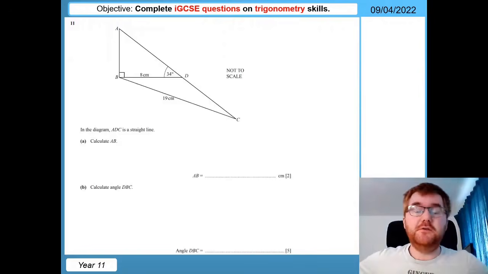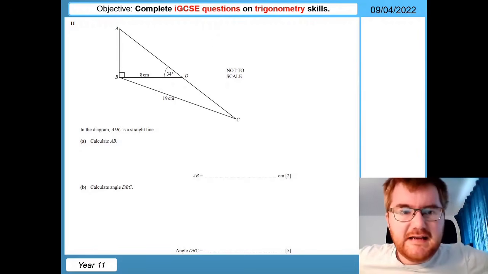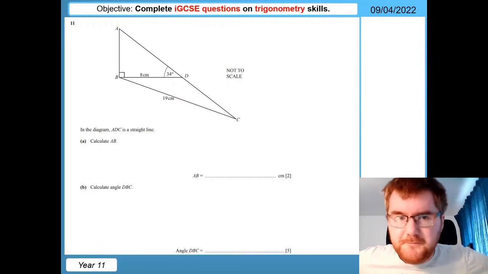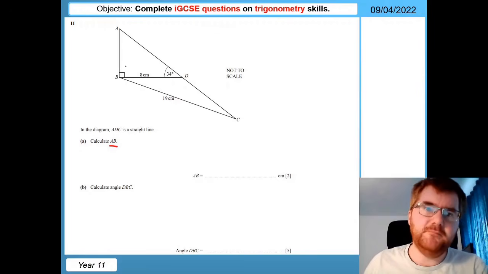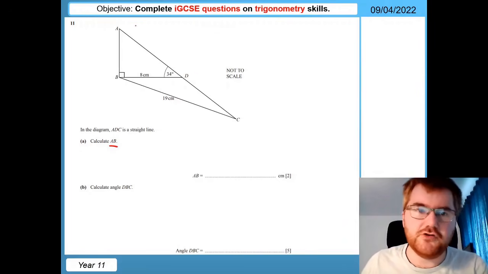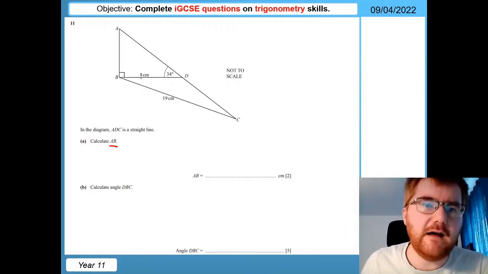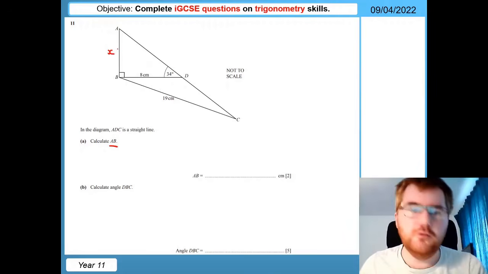Right, let's move on to another question 11, so 2 question 11s. And in the diagram, ADC is a straight line. Now that is important a bit later on. The first thing we need to do here is calculate AB. So as soon as you see this right angle triangle, you need to be thinking Pythagoras or trigonometry. Here we have one side and one angle, looking to find another side, so trigonometry is called for.